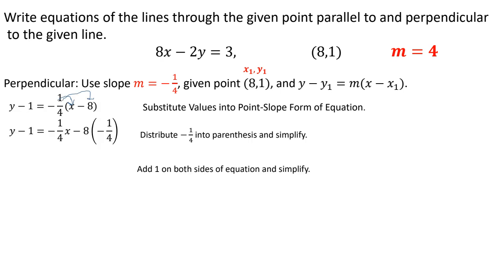So when I substitute in the values again, I'm going to distribute first the negative 1/4 to the x and to the minus 8. And when I do that, I'm going to get a minus 1/4 x plus 2. Then I'm going to add 1 on both sides again as I did before. And I have now my perpendicular equation. This equation, y is equal to negative 1 over 4x plus 3, is perpendicular to the given equation 8x minus 2y equals 3 because of its slope. Okay.